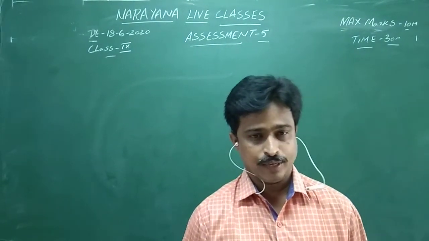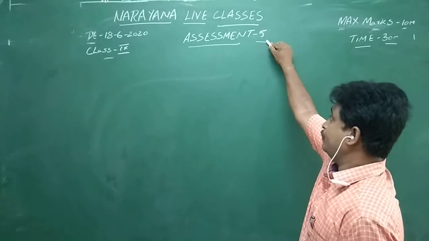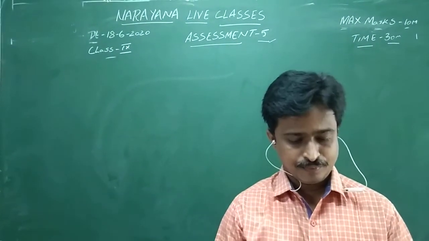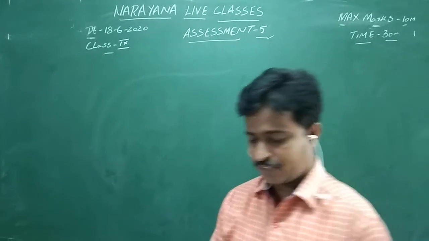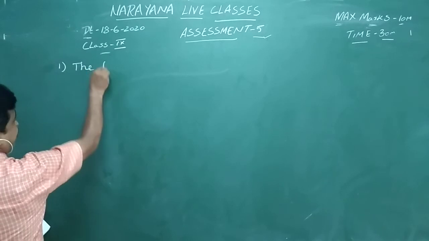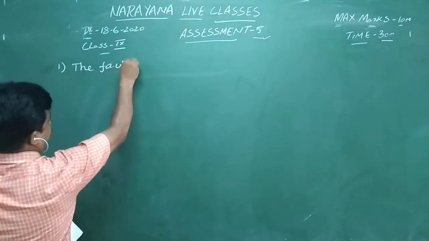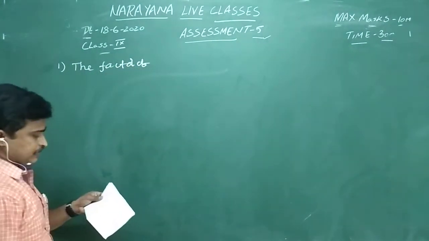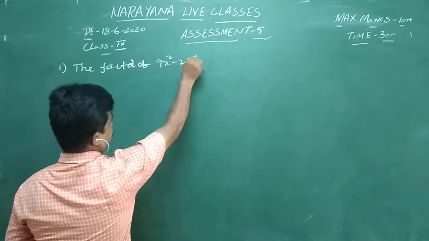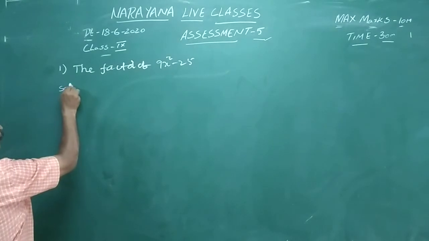Today I am going to explain assignment 5 in polynomials and factorization. Coming to question number 1, the factor of 9x square minus 25. Okay, coming to solution.